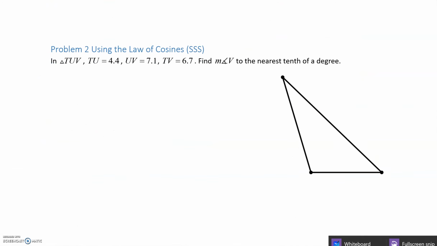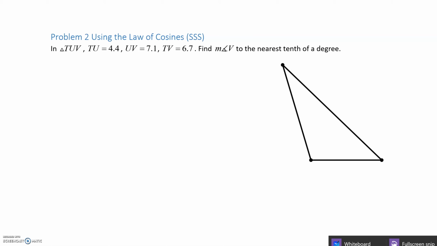Moving on down. Okay, so if we are given all of our sides, so if I have T, U, V, okay, this is going to give us TU is 4.4, UV is 7.1, and TV is 6.7.